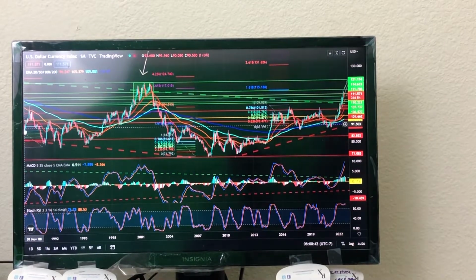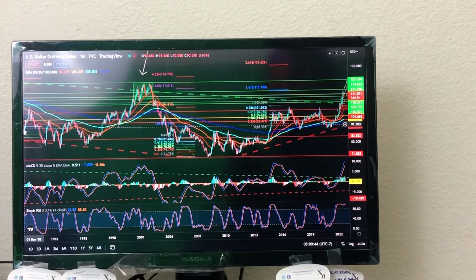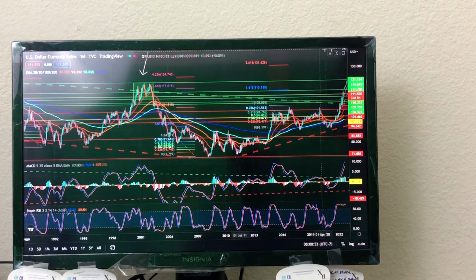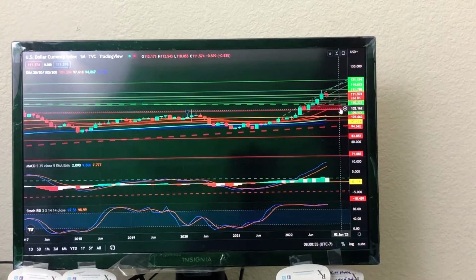Okay, so check this out, guys. Look at where we are now, in terms of dollar strength. This is where we are now. I'm gonna zoom in so you guys can see what I'm talking about.